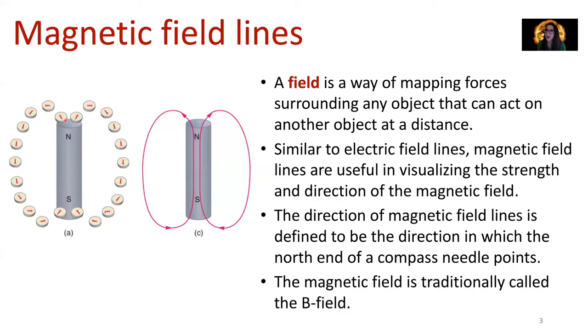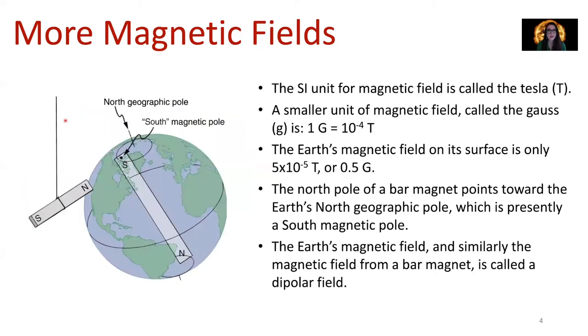and that points away from a north magnetic pole. So the SI unit for magnetic field is called the Tesla, capital T. SI, that's our standard unit that we're going to be using in this physics course.